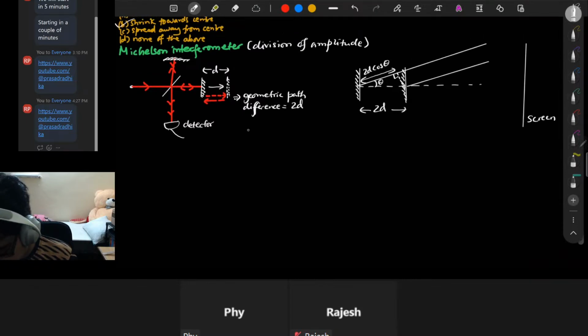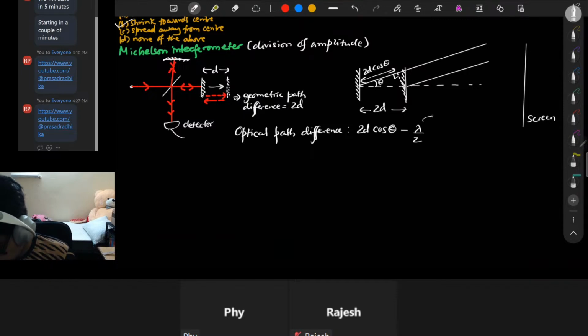And the optical path difference would then be 2d cos theta minus lambda by 2. Where does this lambda by 2 come from? This comes from the pi phase shift due to reflection.